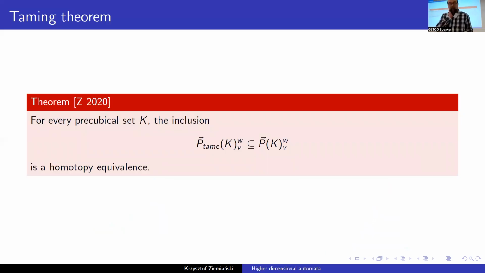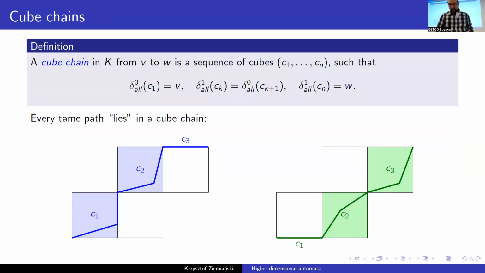And there is a theorem that for every precubical set, the inclusion of the space of Tame paths into the space of all paths is a homotopy equivalence, which I'm not going to talk about how to prove. But I will talk about consequences.